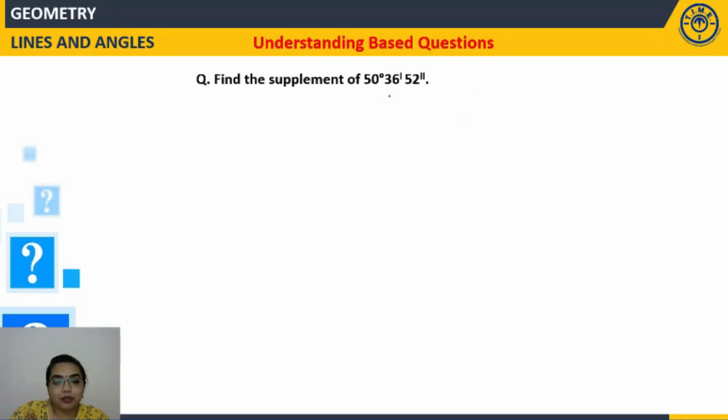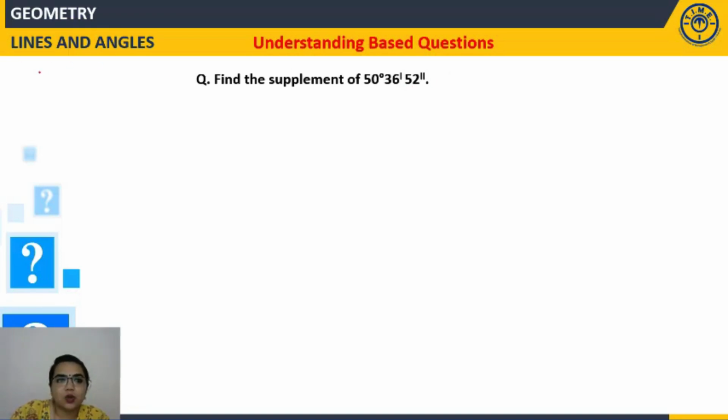Find the supplement of 50 degrees, 36 minutes and 52 seconds. Now this is another way of representation of an angle. We have degrees, and a part of degrees is minutes, and a part of minutes is seconds.